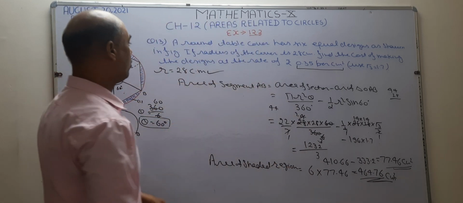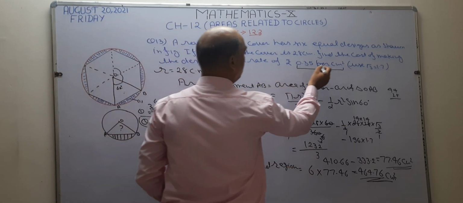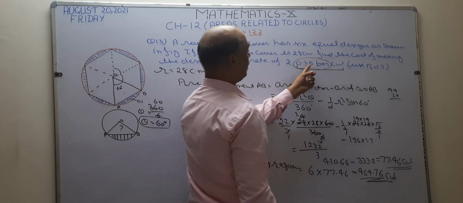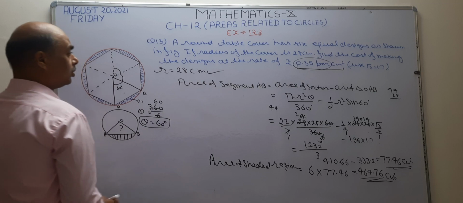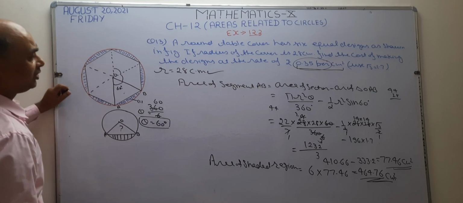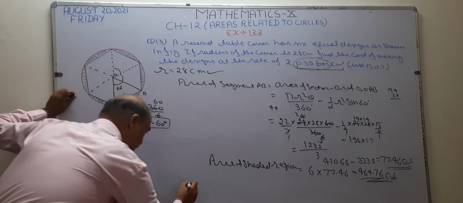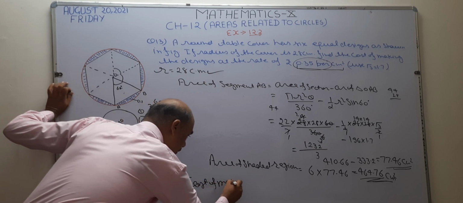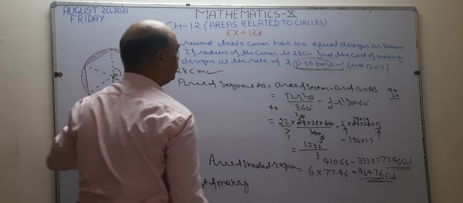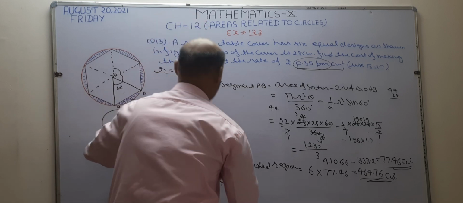Now in this question we are going to find the cost. The cost of making is this one, 0.35 per centimeter square. Right here, next step: cost of making the design.